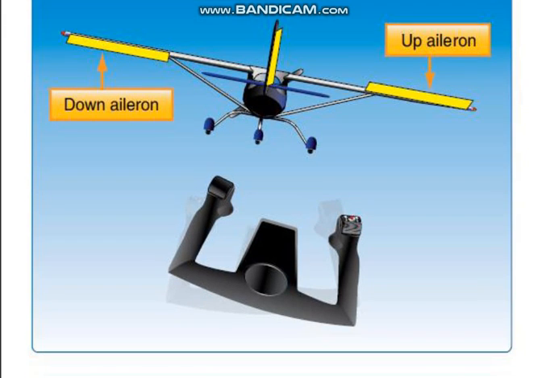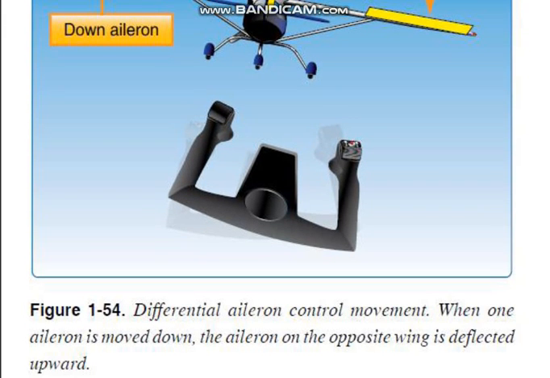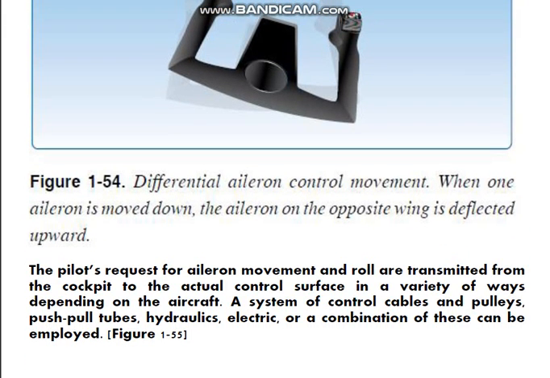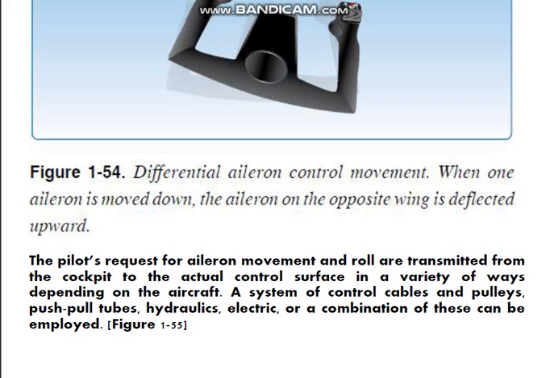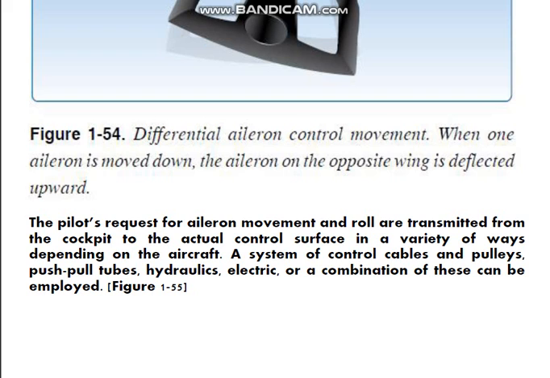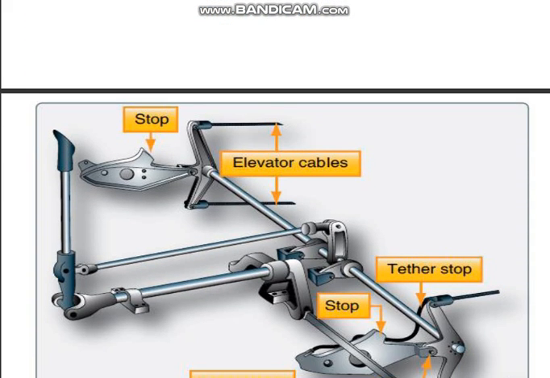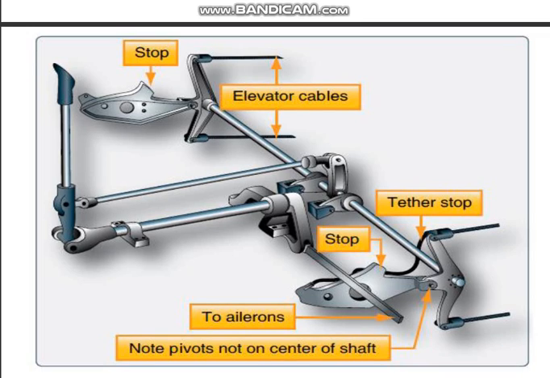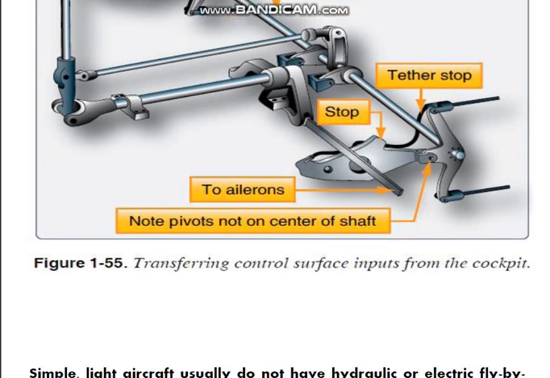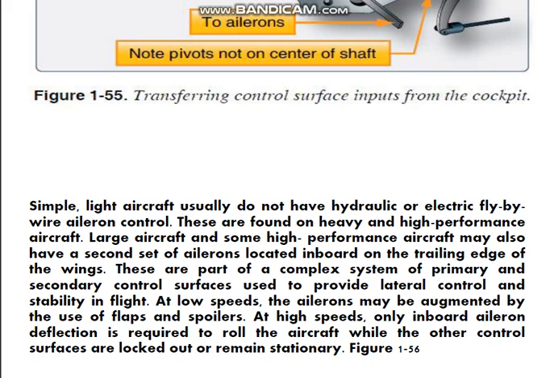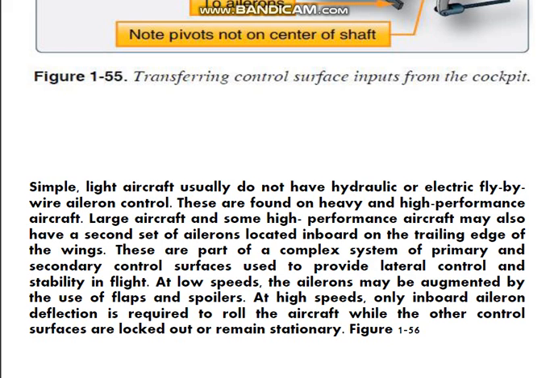The pilot's request for aileron movement and roll are transmitted from the cockpit to the actual control surface in a variety of ways depending on the aircraft. A system of control cables and pulleys, push-pull tubes, hydraulics, electric, or a combination of these can be employed. Figure 1-55. Simple, light aircraft usually do not have hydraulic or electric fly-by-wire aileron control. These are found on heavy and high-performance aircraft.